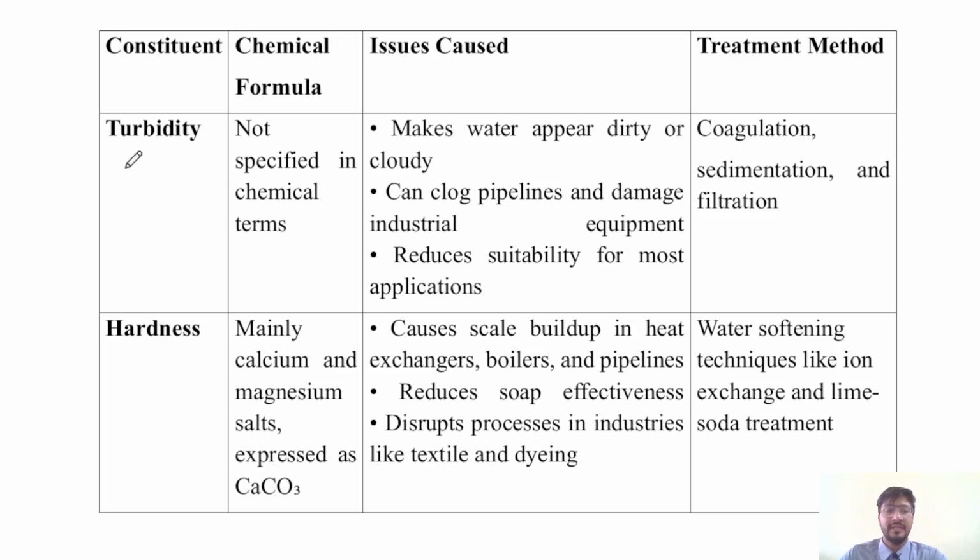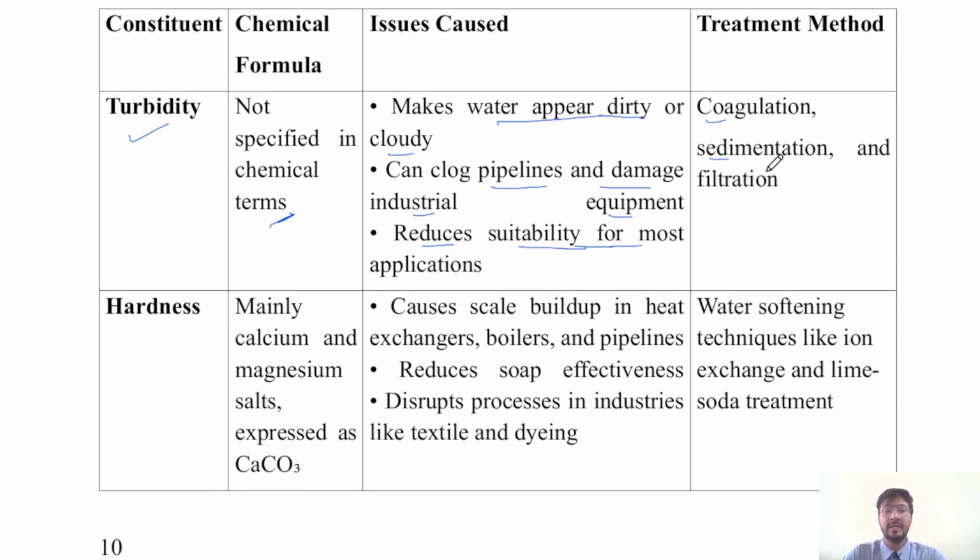First one is turbidity. Turbidity is not a single chemical; it is caused by suspended impurities, so it is not specified in chemical terms. That means there is no chemical formula for turbidity. It can cause water to appear dirty or cloudy. It can clog pipelines, damage industrial equipment, and reduce suitability for most applications. But turbidity can be removed by coagulation, sedimentation, and filtration.